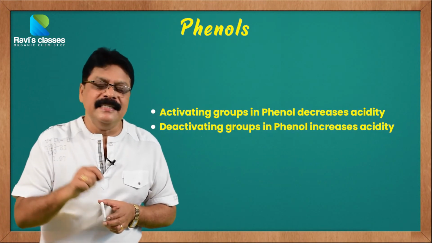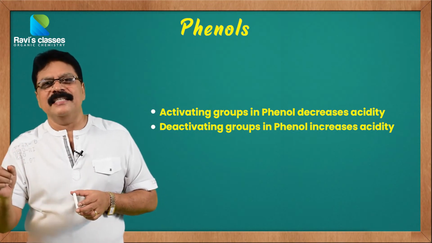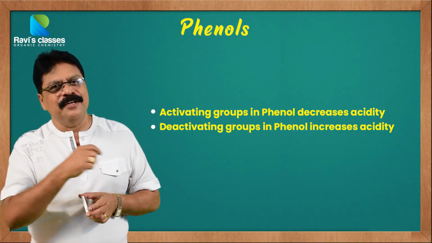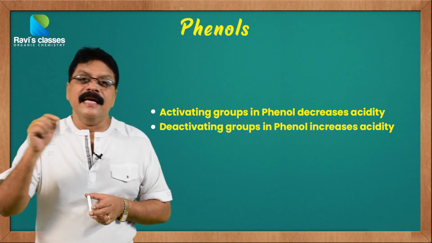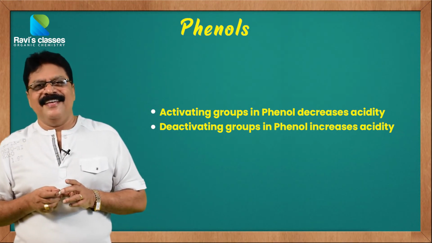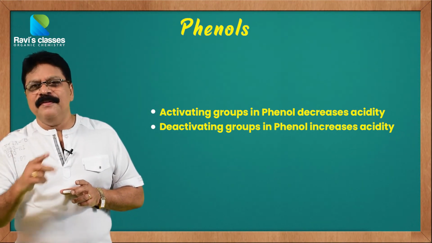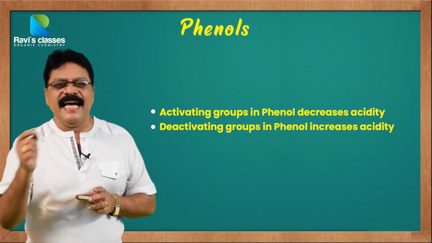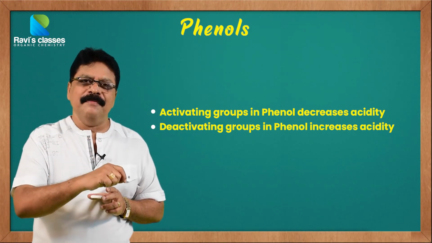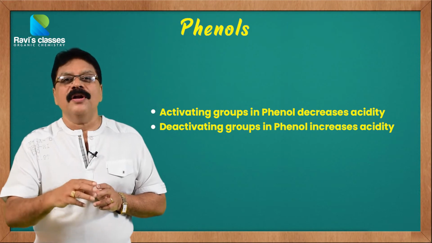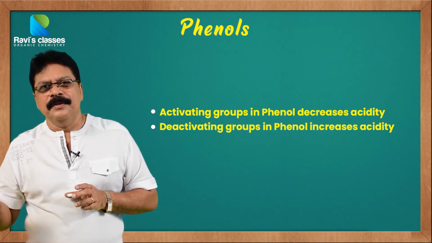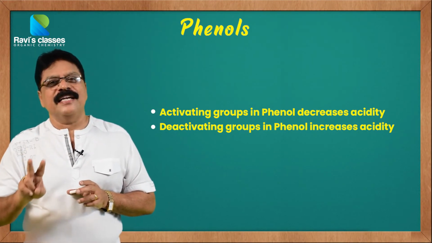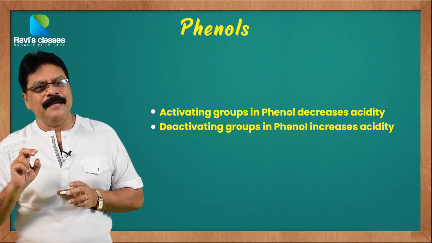Next, the acidity of phenol is due to the stabilization of the phenoxide anion by resonance. There are substituted phenols. Substituted phenols, there are 2 types of substituents we know. One is the activating group, that is electron donating by resonance or inductive effect, the other is electron withdrawing, deactivating groups. So, there are 2 categories of groups that can be on phenol.